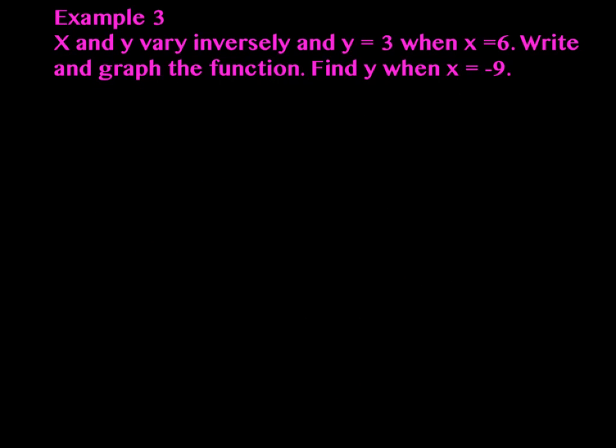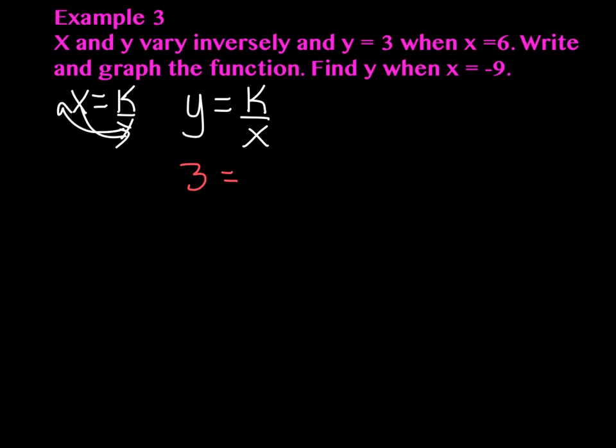In our next example, x and y vary inversely, and y equals 3 when x equals 6. Write and graph the function. Find y when x equals negative 9. Now it doesn't matter if I say x and y vary inversely or y and x vary inversely. Because if I said x equals k divided by y and I were to switch their places, I would have y equals k divided by x. It's still the same thing. So I'm going to put a 3 in for y when x equals 6, which means that our constant k is 3 times 6, which is 18. So our equation is y equals 18 divided by x.